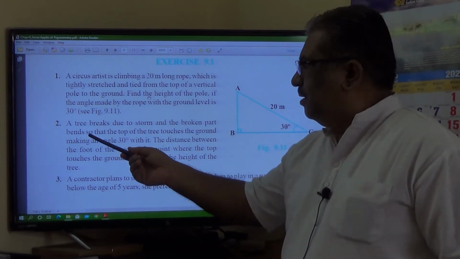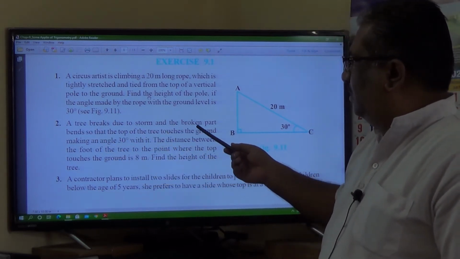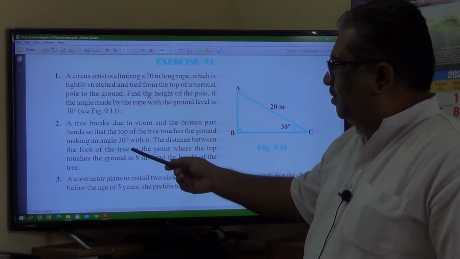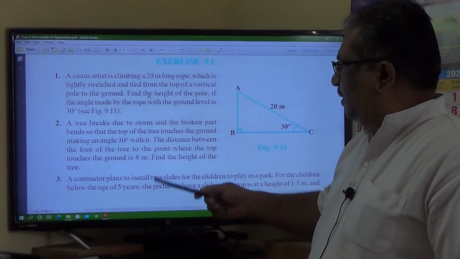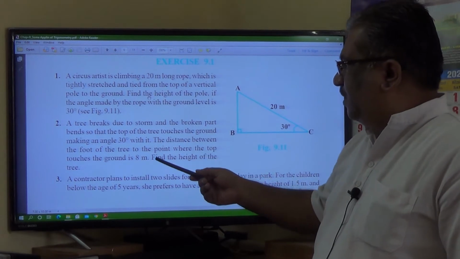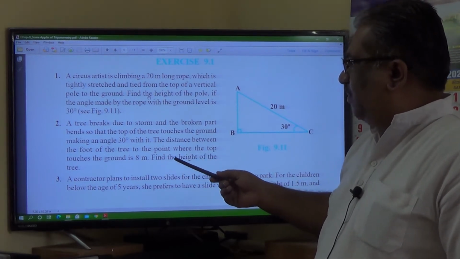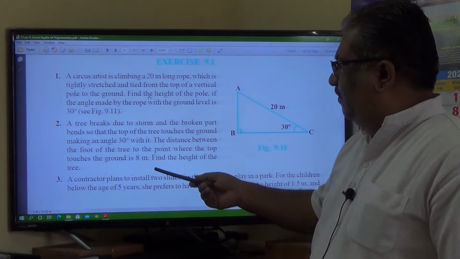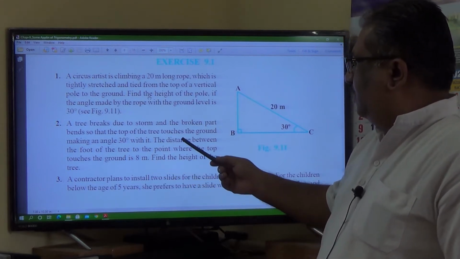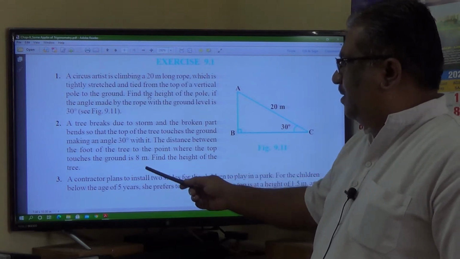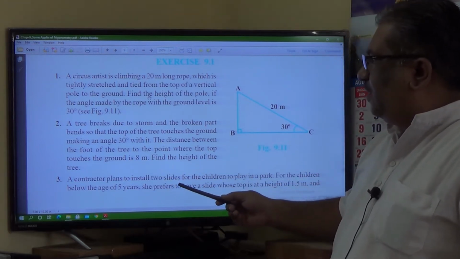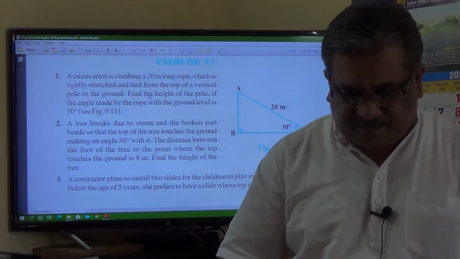Next, a tree breaks due to a storm and the broken part bends so that the top of the tree touches the ground, making an angle of 30 degrees with it. The distance between the foot of the tree and the point where the top touches the ground is 8 meter. Find the height of the tree. We'll solve this on the board now.